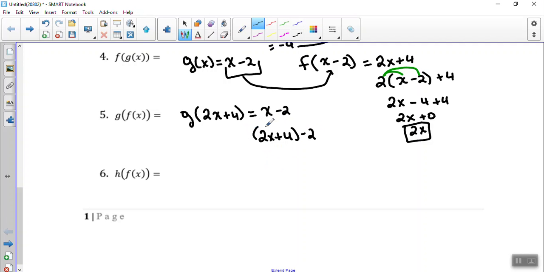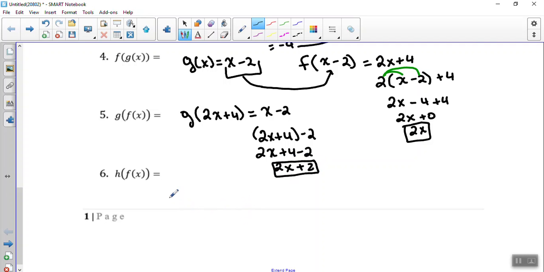So we have to distribute. There's nothing to distribute in front of the parentheses, so I'm just going to take out the parentheses, and then I'm going to combine like terms. 4 minus 2 is 2, so this is my answer.